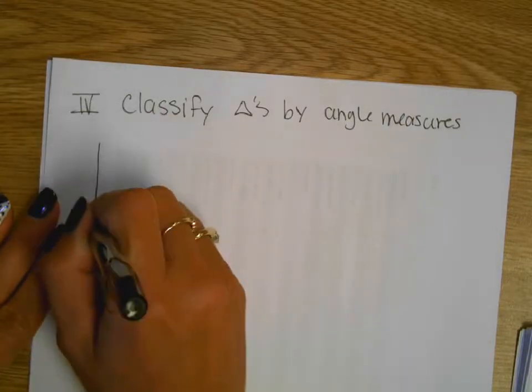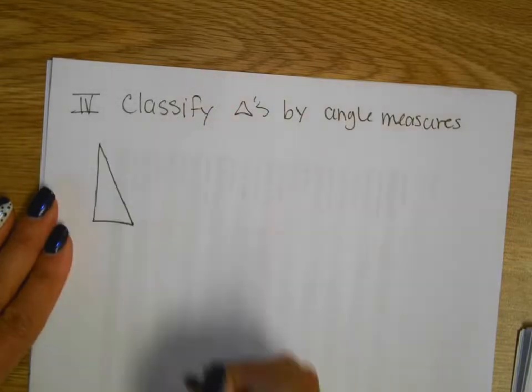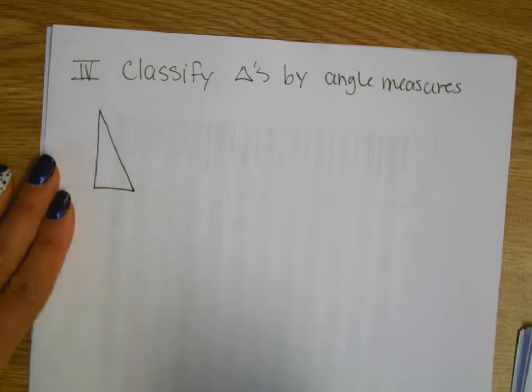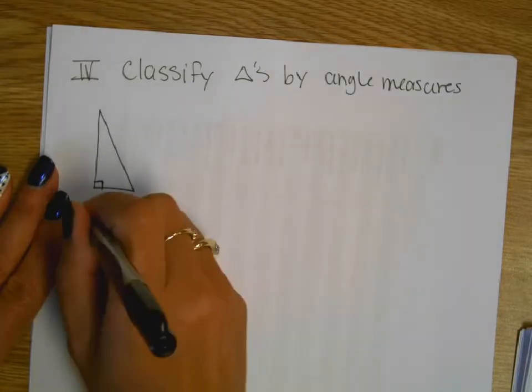Right triangle. What's a right triangle going to have in it? How many right angles? One. Could it have 2 right angles? Why not? Because if you added 2 90s, you're already at 180. You have nothing left for the third angle, because remember the 3 angles have to add up to 180. So 1 right angle makes it a right triangle.